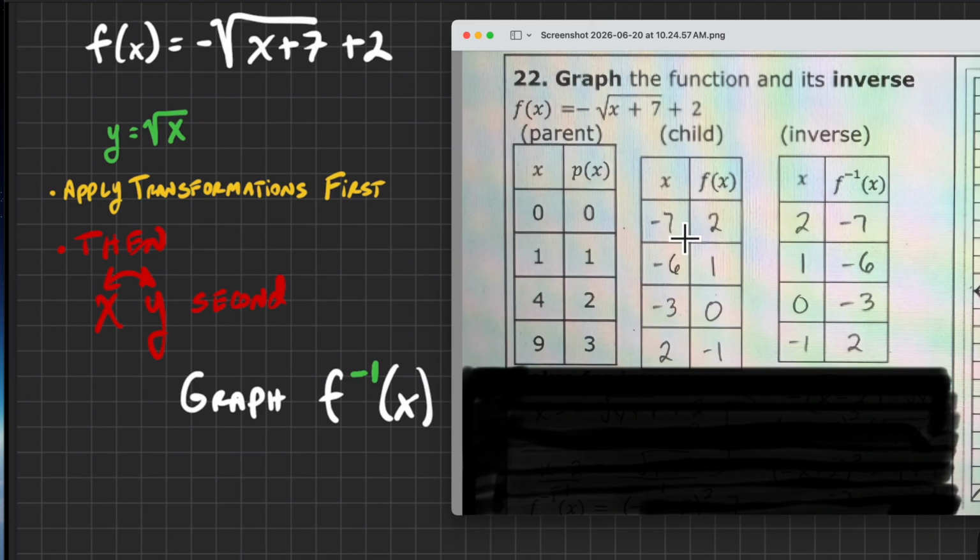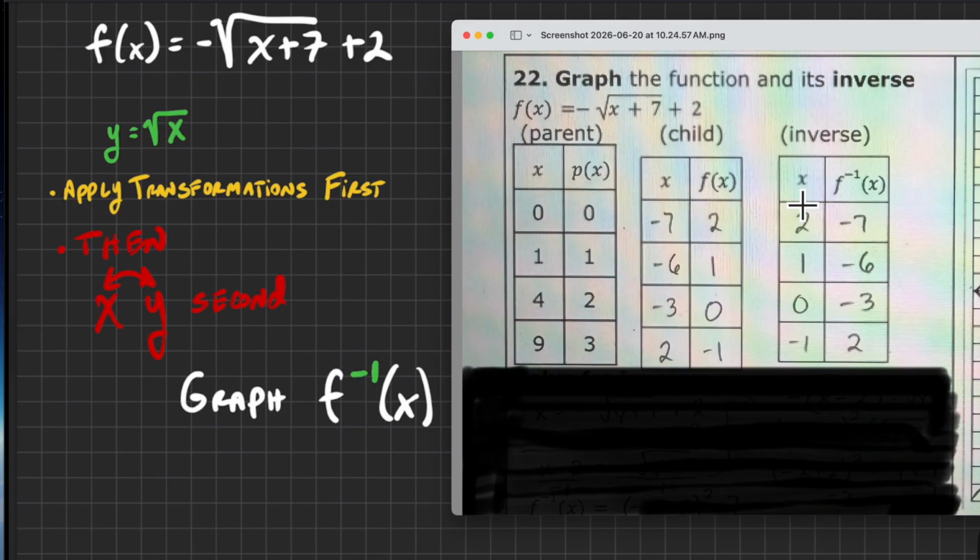With the y values, first we're going to multiply by negative 1. That's a reflection over the x-axis, and then we're going to add 2. So here we go. Let's look at this. When y equals 2, we're going to multiply by negative 1 and get negative 2. We're going to add 2 to get 0. Here, when y equals 3, we're going to multiply by negative 1, get negative 3. We're going to add 2 and get negative 1.